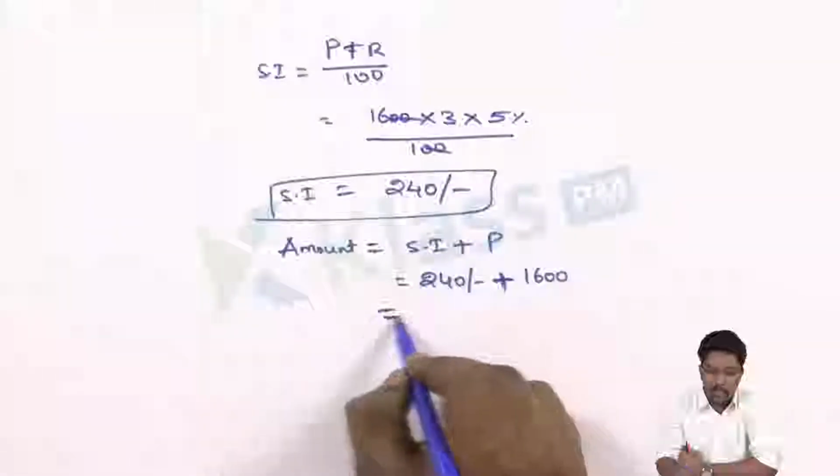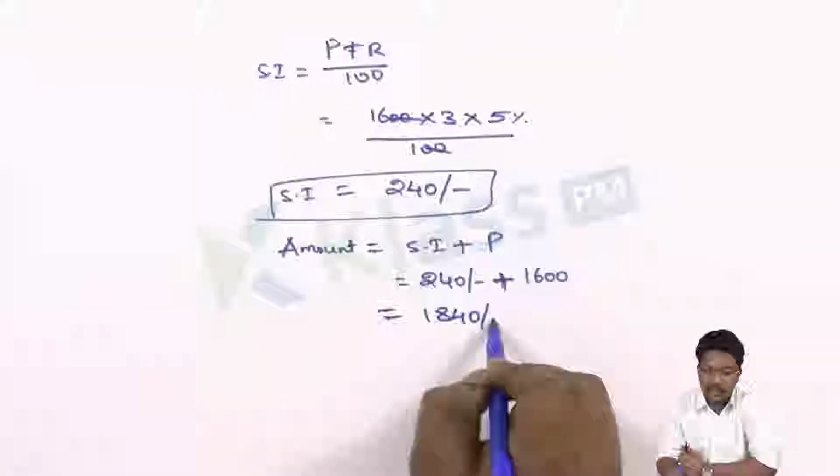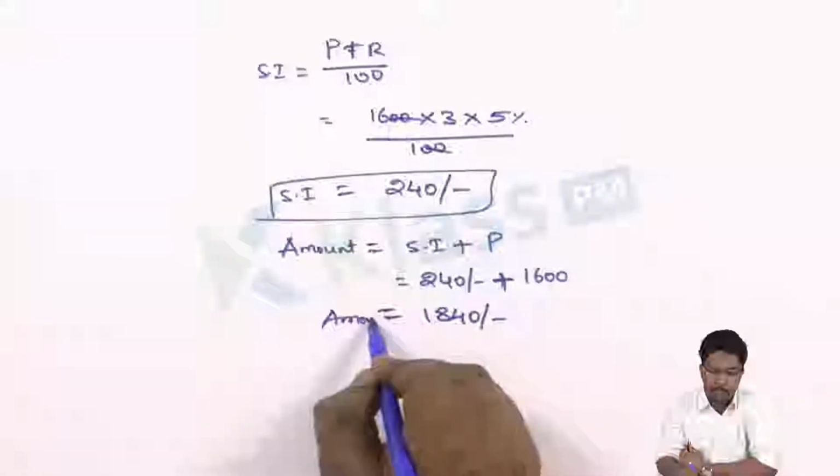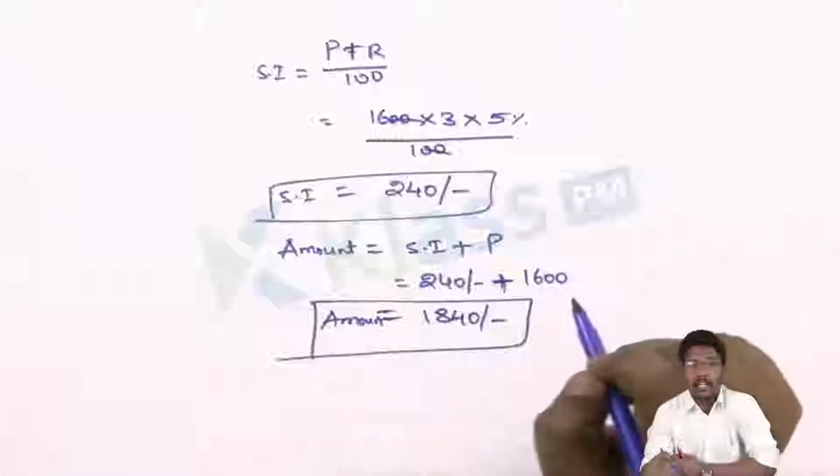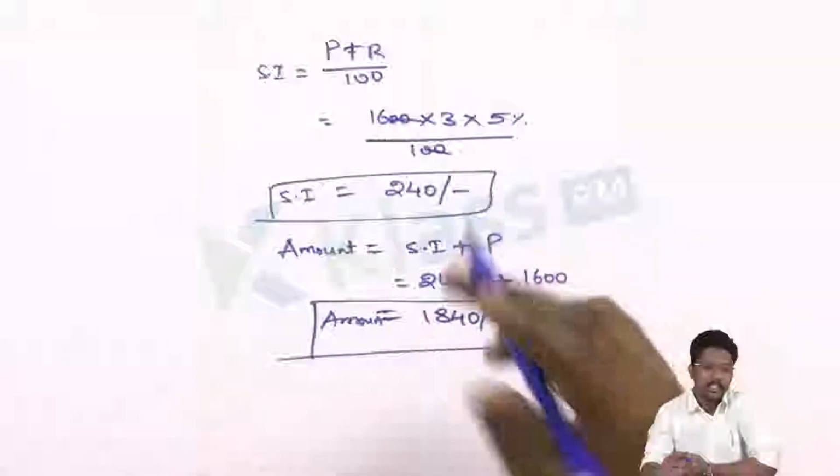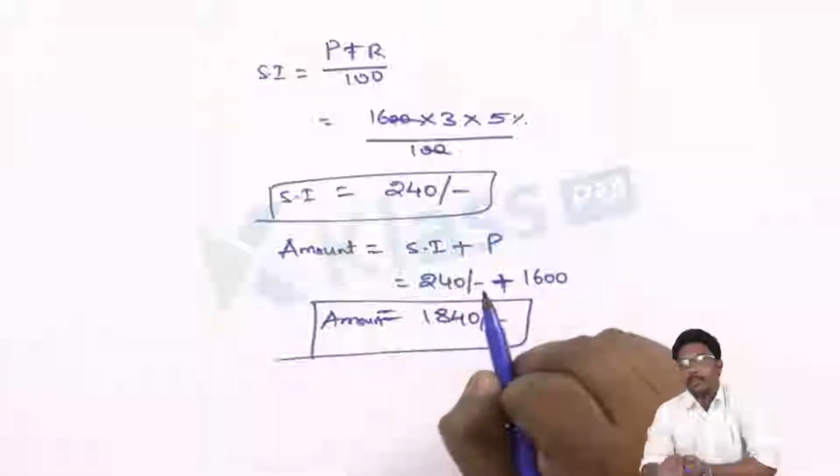So in total how much do I have to pay? 1840 rupees as the amount. The total amount I have to pay is 1840 rupees. In this way we are calculating simple interest.